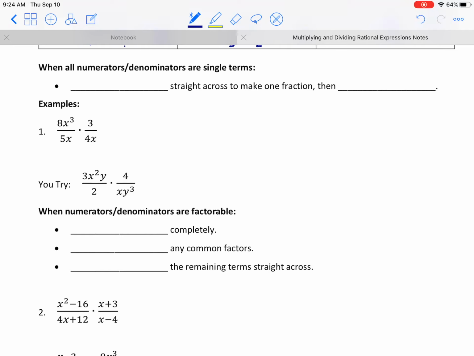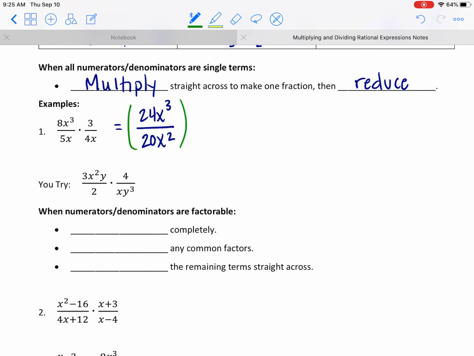option 3. When all the numerators and denominators are single terms, then I like to take option 3, which is multiply straight across the top, straight across the bottom to make one fraction, and then I like to reduce the one fraction. So here, multiplying straight across the top, 8x cubed times 3, we'd end up with 24x cubed. Straight across the bottom, 5x times 4x would give me 20x squared, and now I'm going to reduce this one fraction.